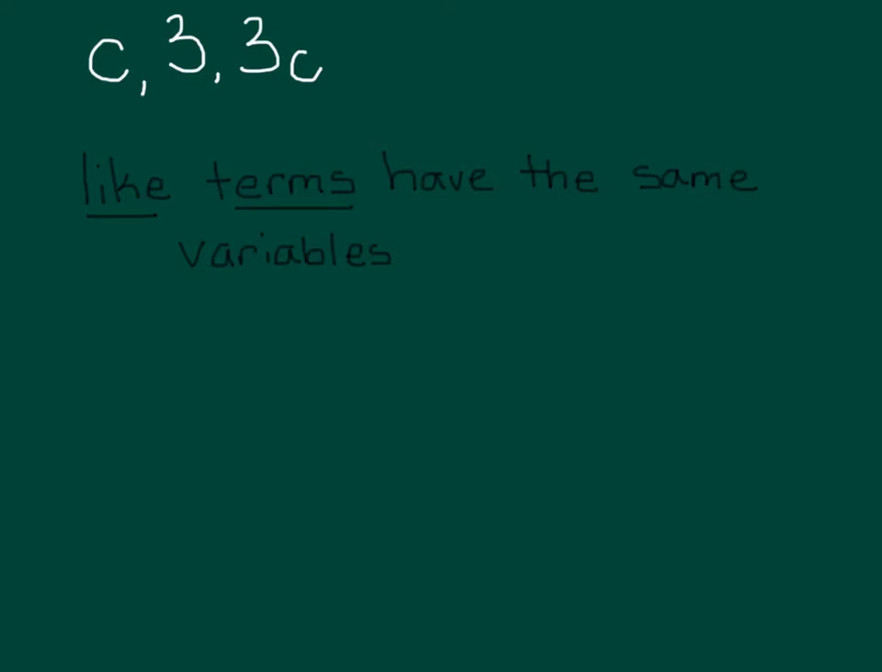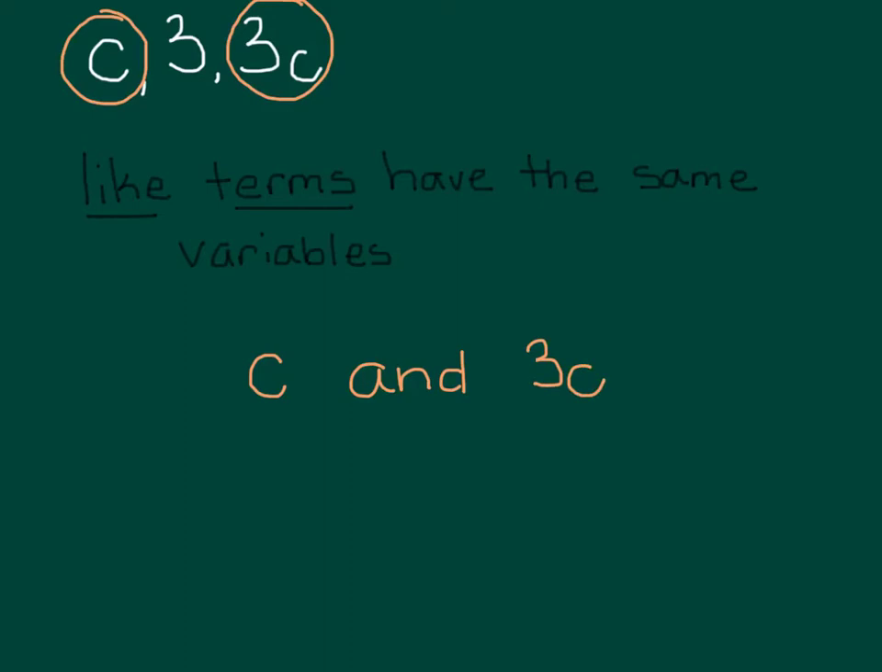When we're asked to find like terms, what we're really being asked is to find terms that have the same variables. So in this case, we have the term c and the other term 3c, and both of these have the exact same variables. So our like terms are going to be c and 3c. Let's look at our next example of why we might need this.